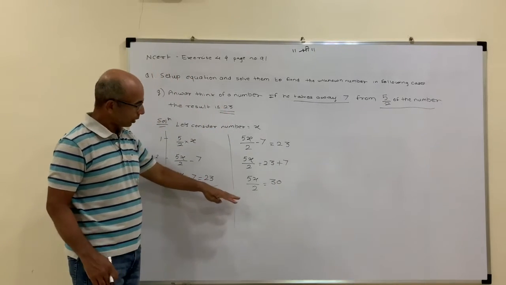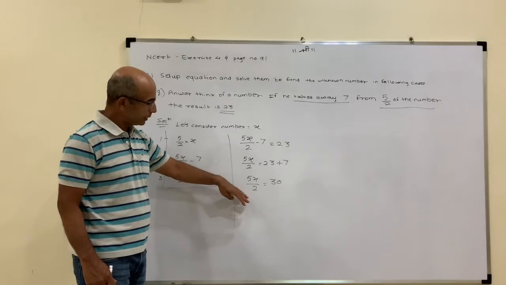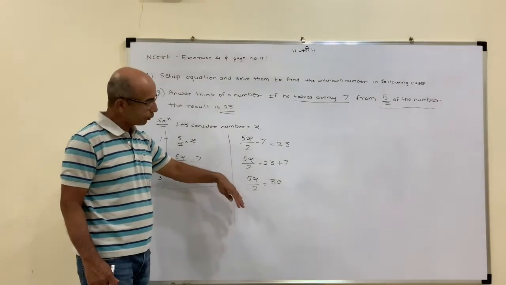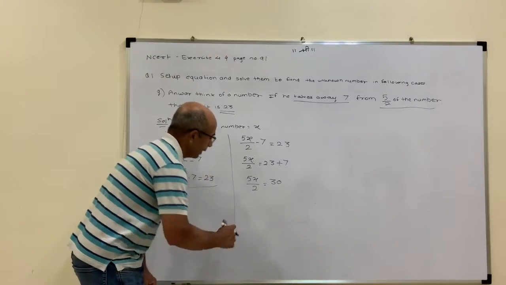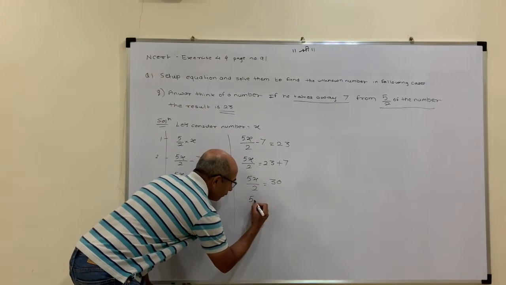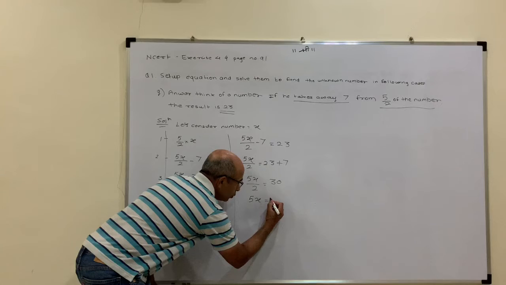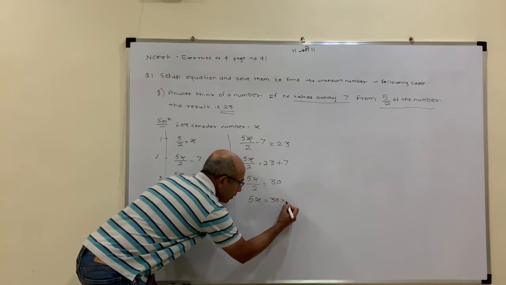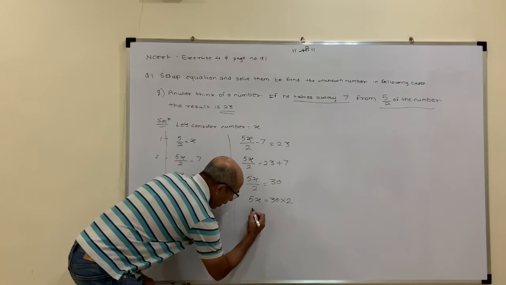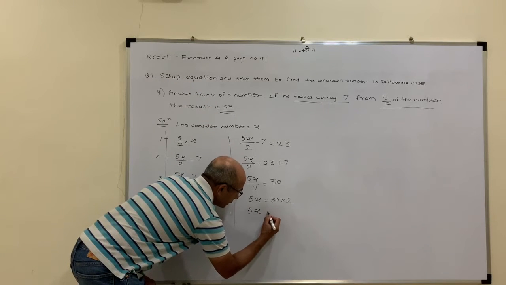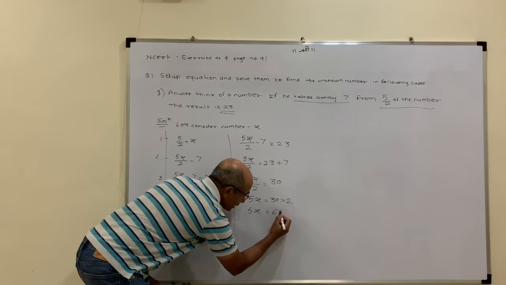Now I am going to transpose 2, which is divided on the left hand side. So when I transpose it onto the right hand side, it will be multiplied. So my next step will be 5x equals 30 into 2. After simplification, 5x equals 60.